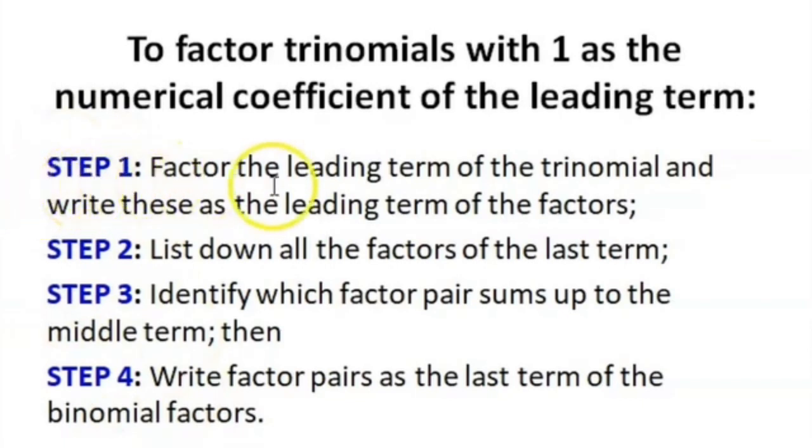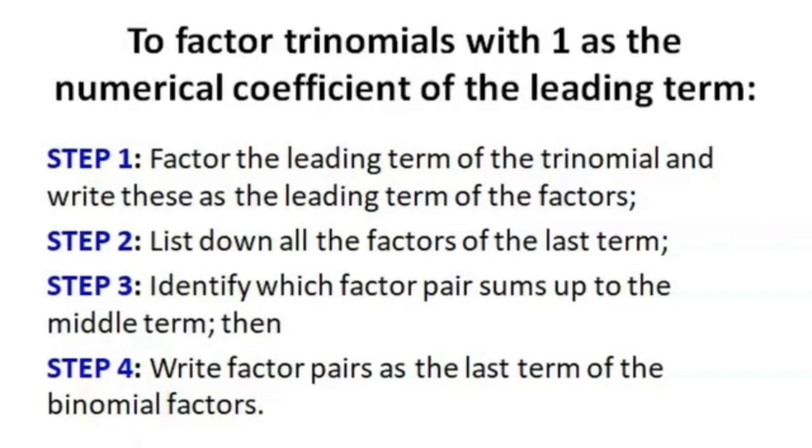Step 1. Factor the leading term of the trinomial and write this as the leading term of the factors. Step 2. List down all the factors of the last term. Step 3. Identify which factor pair sums up to the middle term. Then, step 4. Write factor pairs as the last term of the binomial factors. So, yan po yung 4 na steps if we factor a trinomial with 1 as the numerical coefficient of the leading term.